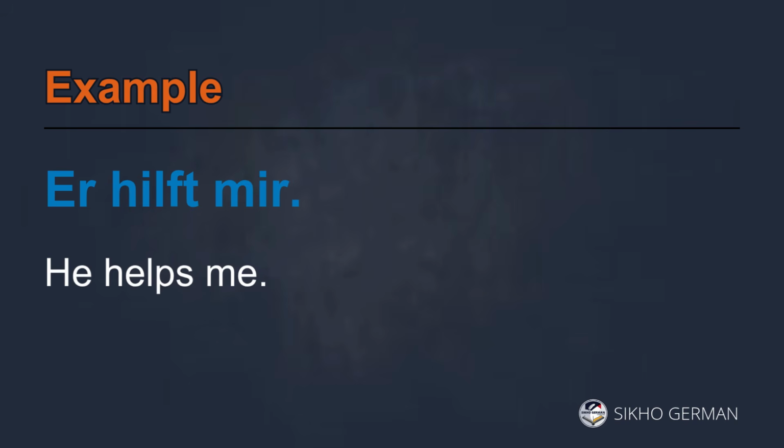Er hilft mir. He helps me. The verb is helfen, to help. The subject is er, so we use hilft. Pattern 1b. E becomes i. Notice mir is the dative form of ich. He helps me, to me.